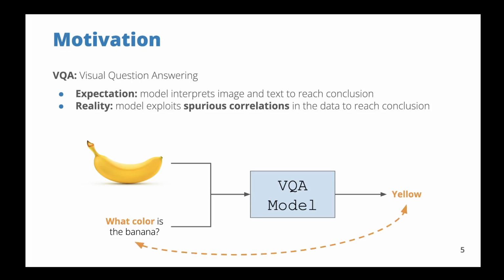In this example, 80% of the bananas in the training data are yellow, so the model might use these spurious correlations and memorize the relationship between the question type and the most frequent answer associated with it during training. These are called language priors. Thus, the visual content may sometimes be completely ignored for the prediction. Exploiting these shortcuts limits the generalization of the VQA models in real-world scenarios, where the test distribution of facts, in this case the color, is different from the training distribution.